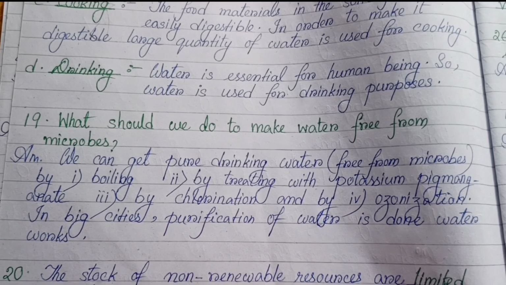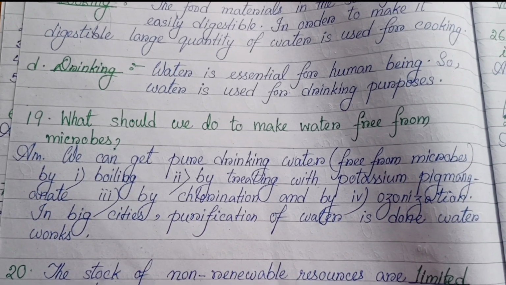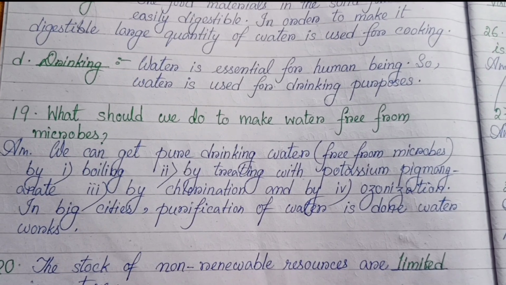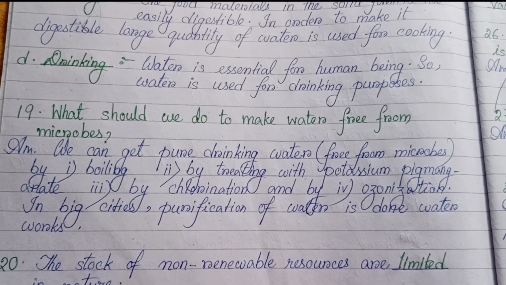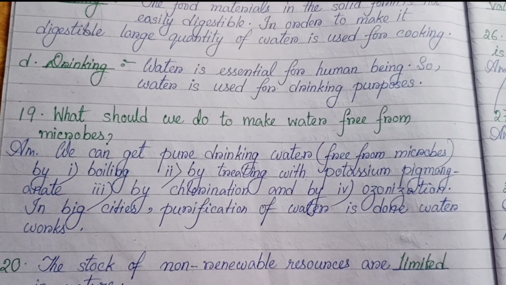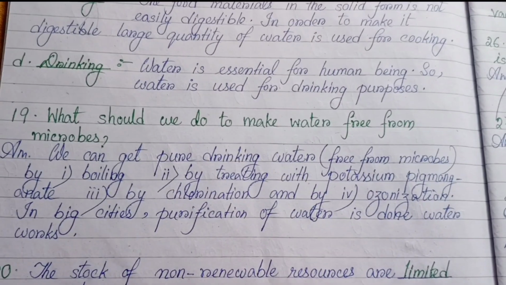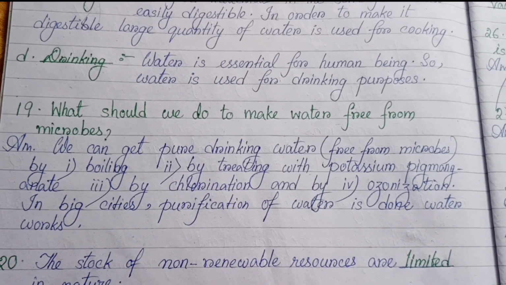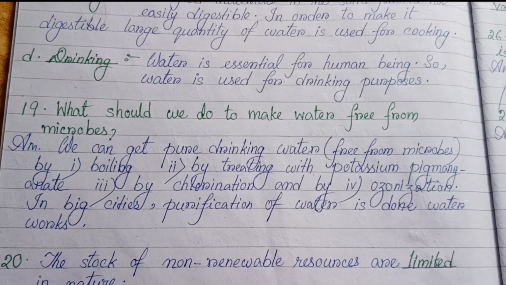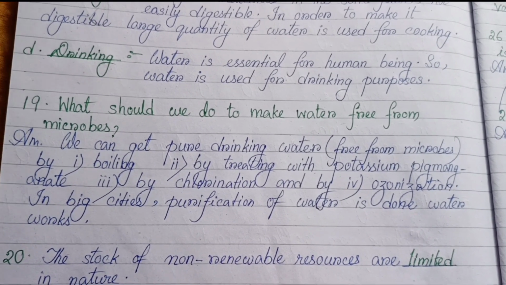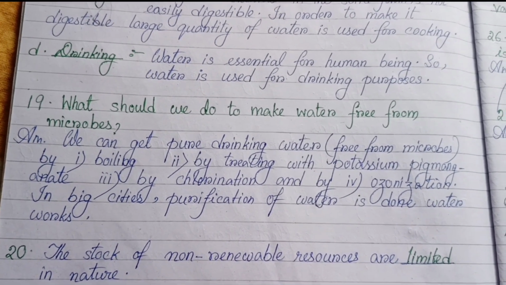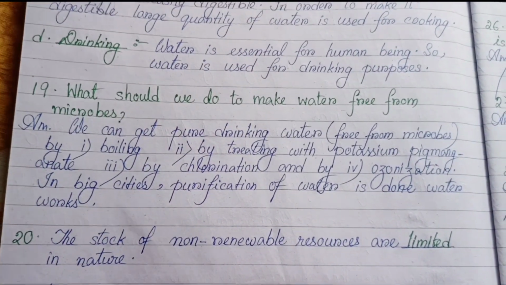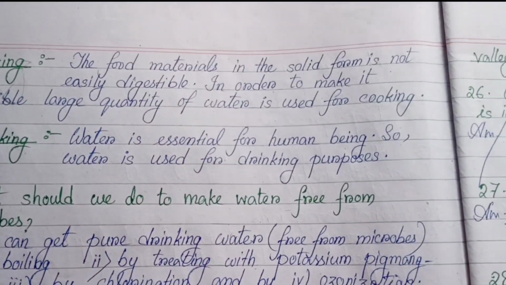Number 19, what should we do to make water free from microbes? We can get pure drinking water free from microbes by boiling, by treating with potassium permanganate, by chlorination and by ozonization. In big cities, purification of water is done by water works.